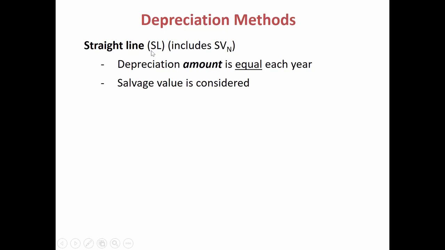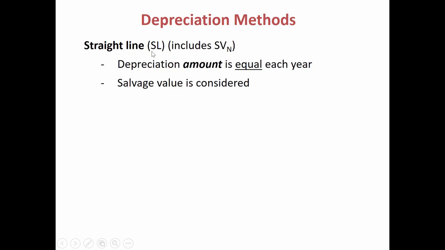Straight line is the easiest of the three methods to calculate because the same depreciation amount occurs every year. So it's a linear depreciation model, and if you graph how much depreciation is lost each year, since it's the same amount every year, the graph of the value is a straight line. That's why it's called straight line.